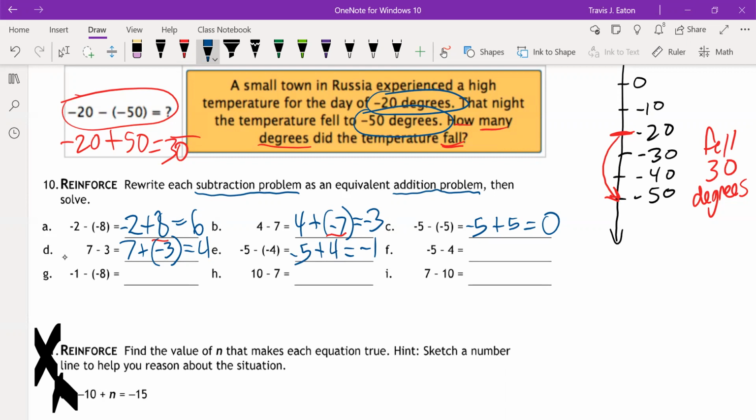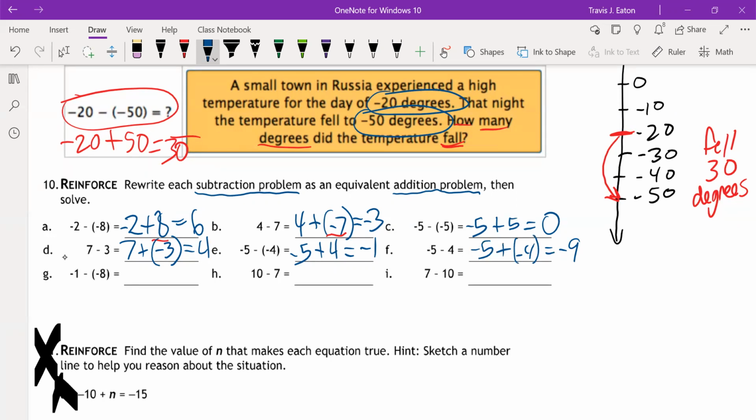Letter F. Negative 5 minus 4. So first number stays the same because the first number always does. Subtraction becomes addition. The opposite of 4 is negative 4. And negative 5 plus negative 4, you got 5 negatives and 4 more negatives, which gives us 9 negatives, negative 9. Beautiful. 3 more to go.